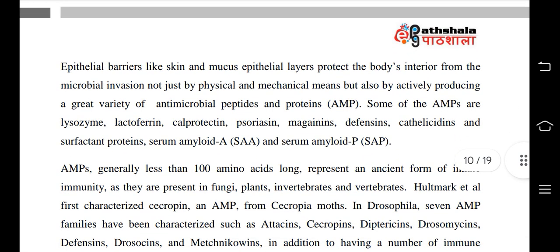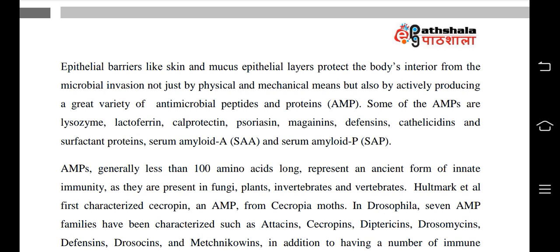Then epithelial barriers like skin and mucous epithelial layers protect the body's interior from microbial invaders, not just by physical and mechanical means, but also by actively producing a great variety of antimicrobial peptides and proteins, or AMPs. Some of the AMPs are lysozyme, lactoferrin, calprotectin, psoriasin, magainin, defensins, cathelicidins, and surfactant proteins, serum amyloid A (SAA) and serum amyloid P (SAP).